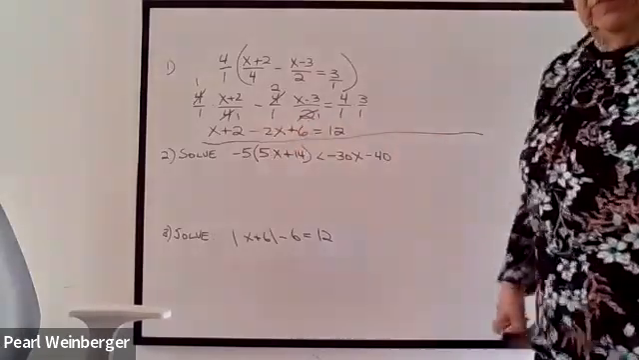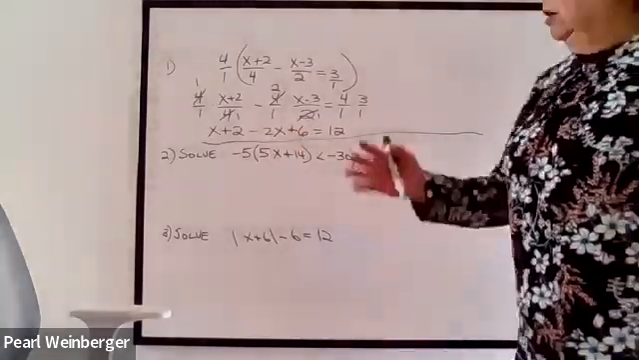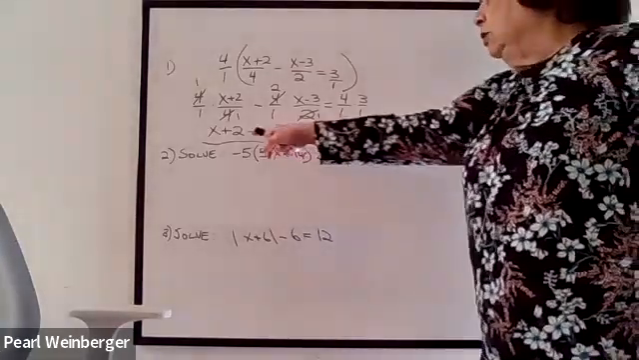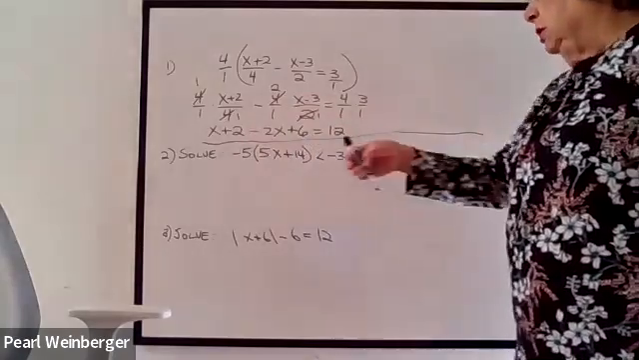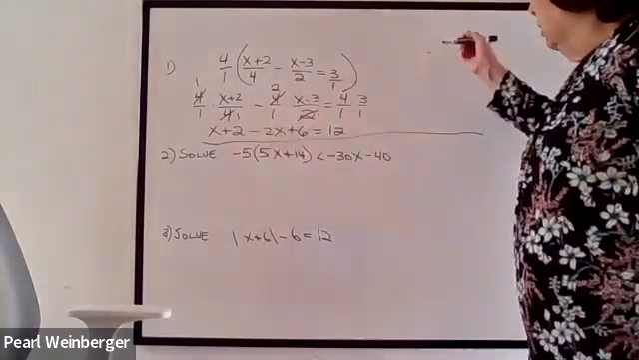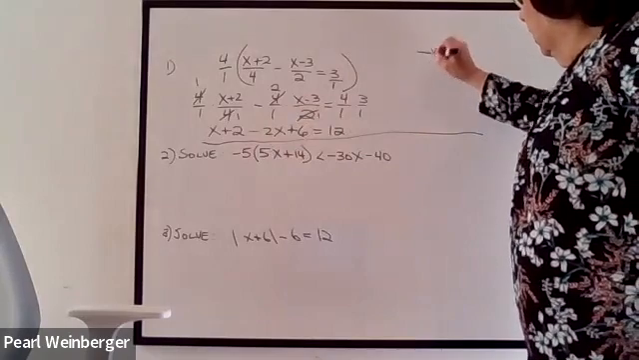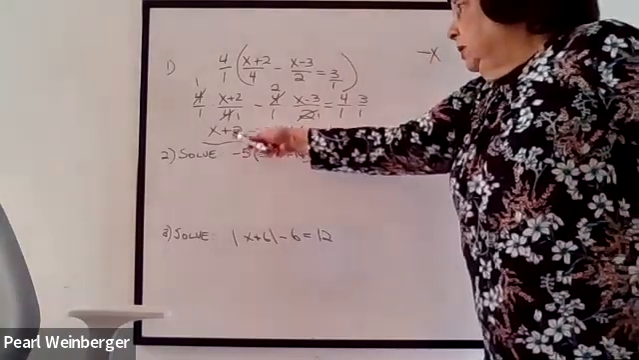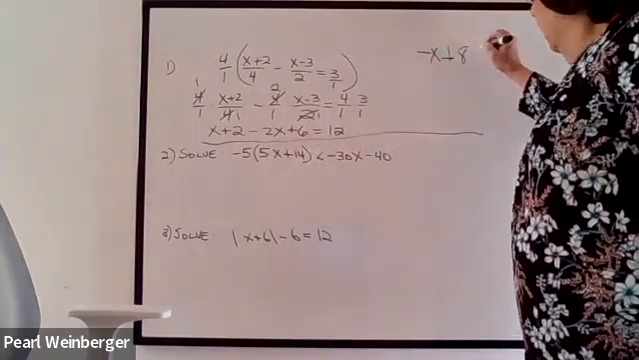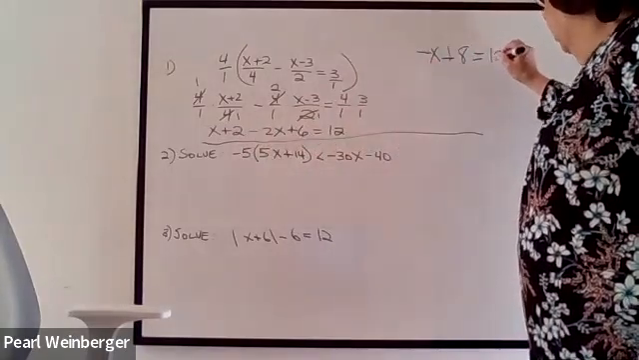That's the point of multiplying by a common denominator. It gets rid of your fractions and you have just a regular equation. So we're going to combine the like terms and we're going to get x minus 2x, which is going to give me negative x. And then we have a plus 2 and a plus 6, which is a plus 8. And that's going to give us 12.